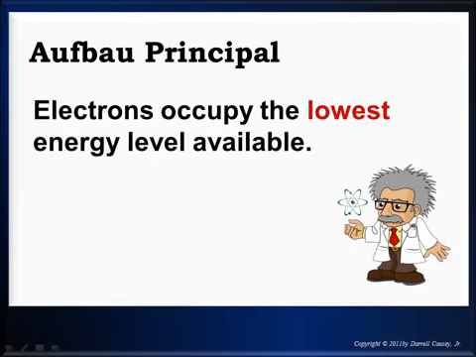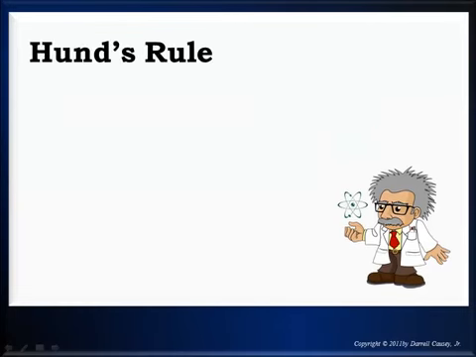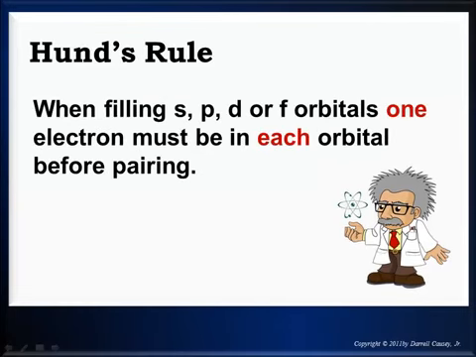You need to know the Aufbau principle. Electrons occupy the lowest energy level available. And Hund's rule, which tells us when filling the P, D, and F's, (S's only have 1 orbital, so it really doesn't matter) 1 electron must be in each orbital before pairing. So there's a p orbital, and we're going to put 1 in each one. Now we can pair. Don't forget that.